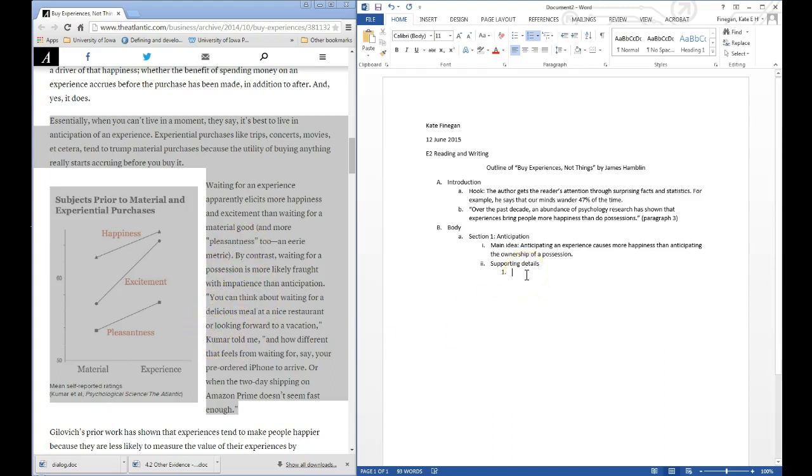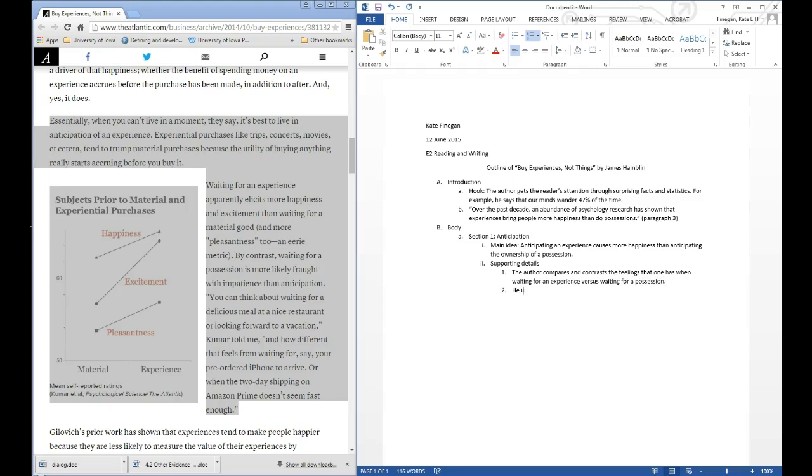Okay, so basically, the author compares and contrasts the feelings that one experiences when waiting for an experience versus waiting for a possession.